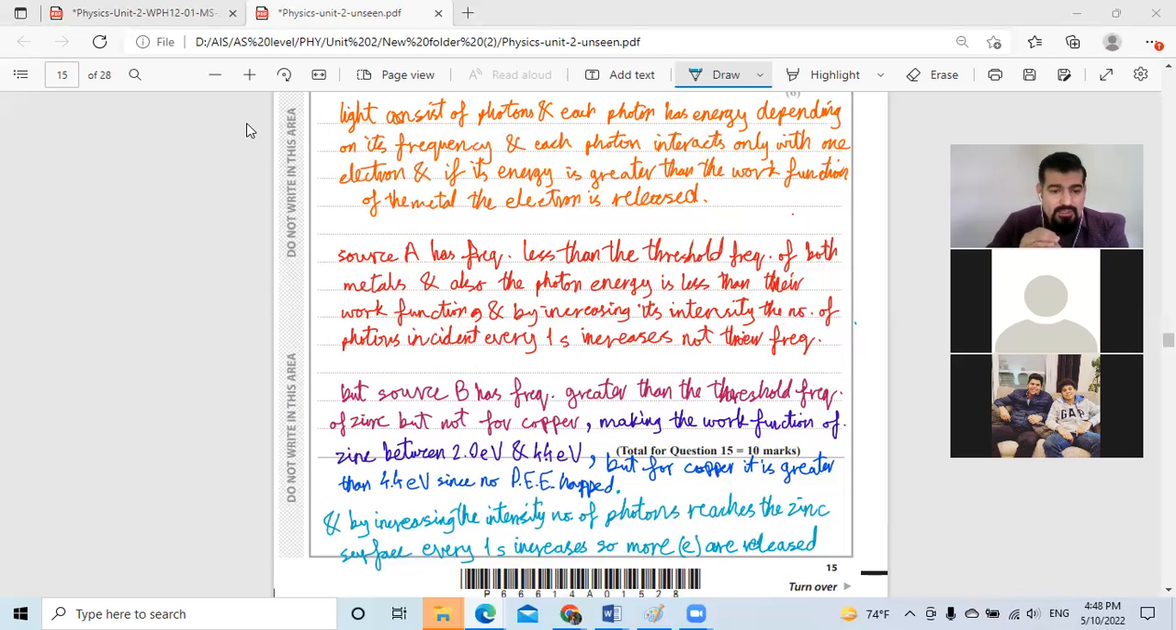Can we also explain why no photoelectric effect happens for copper? Yes, we mentioned that. For copper, it is greater than 4.4 electron volt since there is no photoelectric effect. It means the work function for copper is more than 4.4, because neither source A nor source B makes electrons come out from the copper. So that means it has a greater work function. It needs more energy.